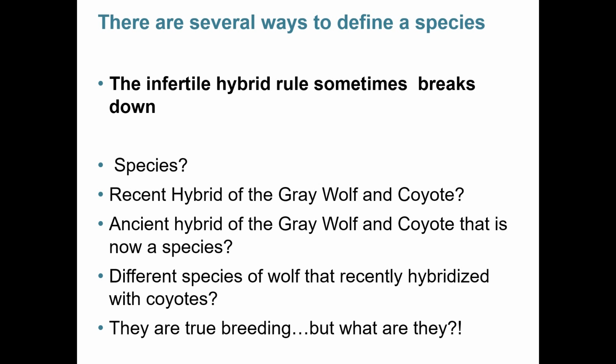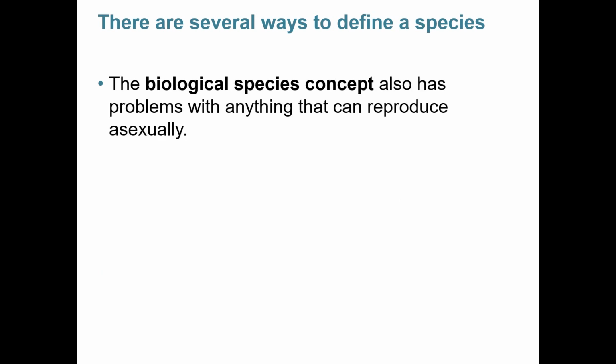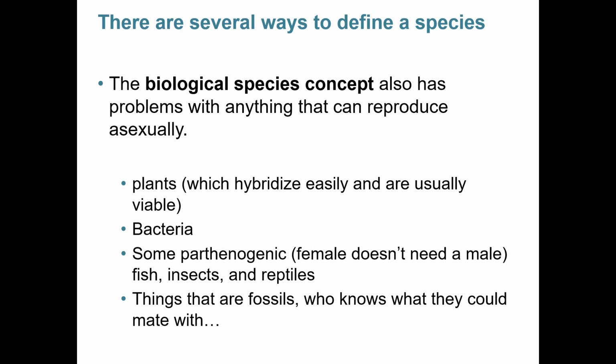There are other places where the biological species concept falls apart, and that includes anything that reproduces asexually. The biological species model requires something to only be able to breed with other members of its population. But if you don't breed with anyone, how would you know whether or not you could make a hybrid? This means that it breaks down for plants which can hybridize easily and are usually viable, for most bacteria, for some parthenogenic organisms where the female doesn't need a male, like fish, insects, and reptiles, and of course things that are fossils, because who knew who they could mate with? So even though the biological species model is the one that we're most familiar with, it doesn't really work for everything, and there are some serious problems with it.